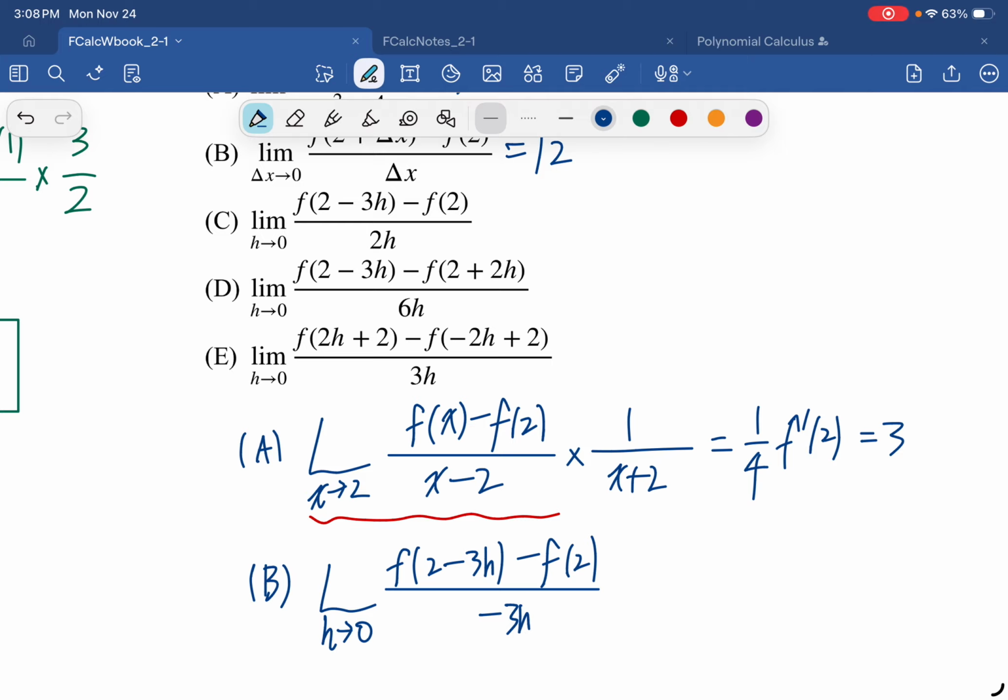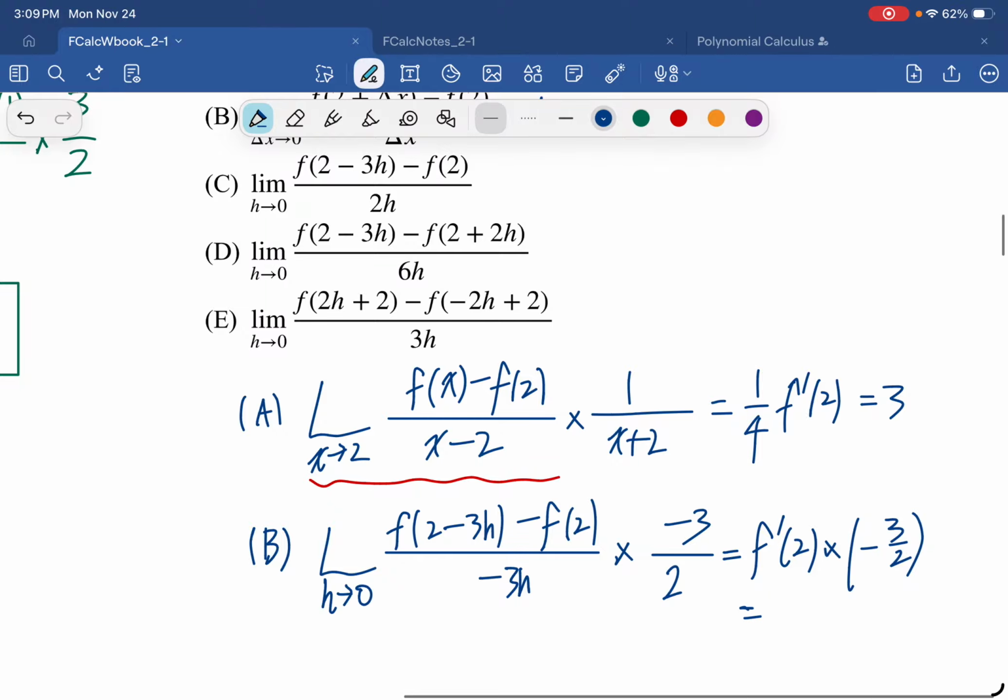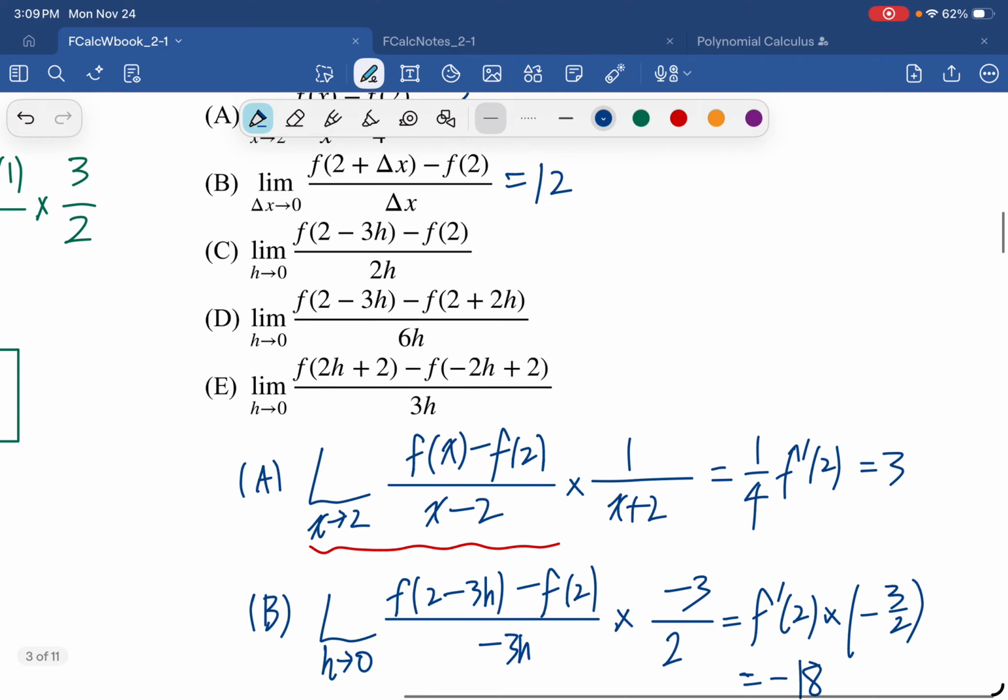But originally, we had 2h, so we are going to have to cancel out the 3 in the numerator and multiply the original 2 in the denominator. So this is going to be f prime of 2 times negative 3 over 2. So that's going to be negative 18.